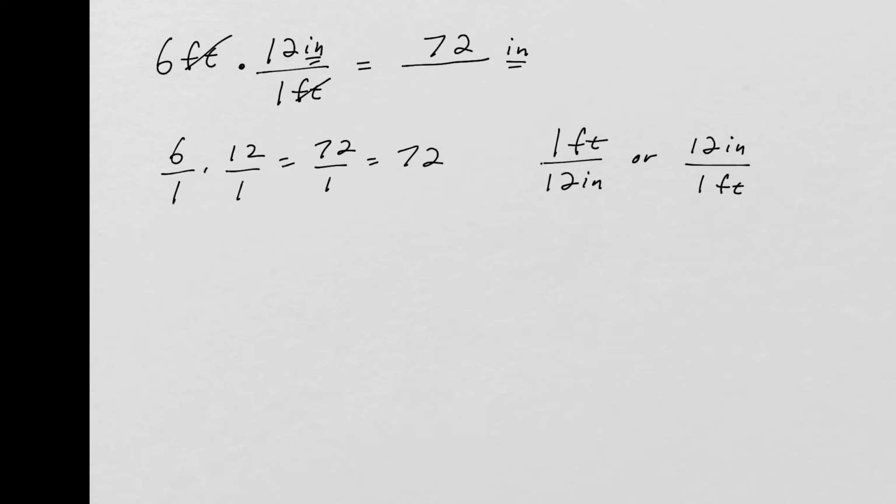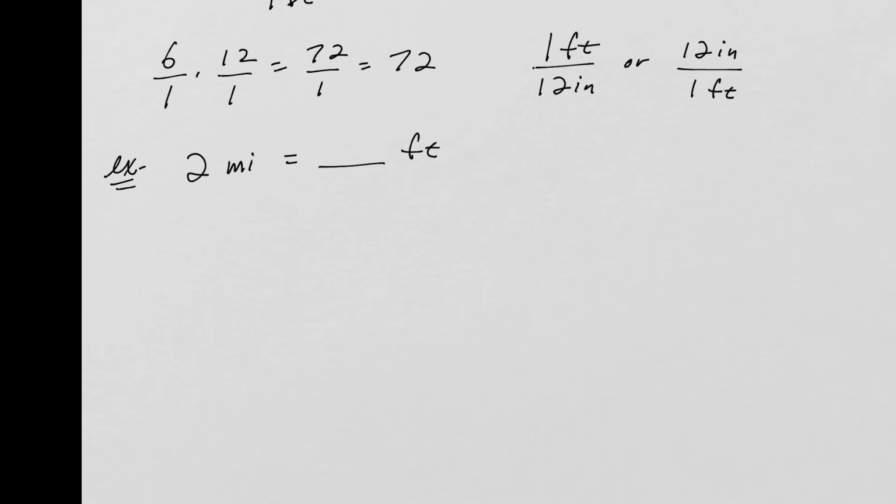Okay, here's another example. Let's say I want to convert 2 miles, and I want to figure out how many feet that is. So again, I would set this up as 2 miles, and I want to multiply by some unit conversion factor so that I end up with feet. Right now, we're just sticking with one unit conversion factor. Sometimes you have to multiply by several unit conversion factors, but we'll just stick with one now.